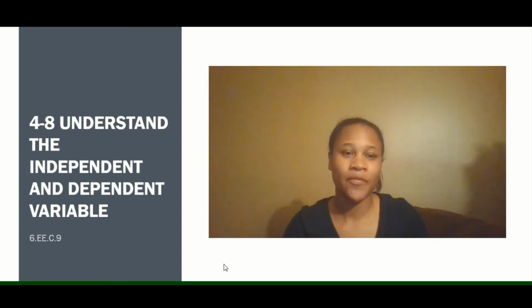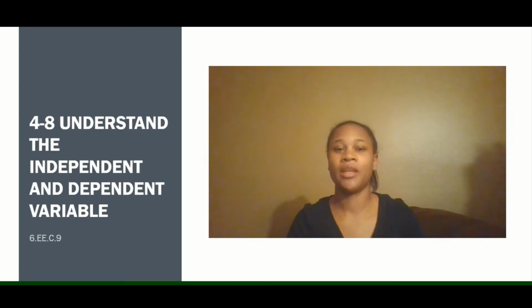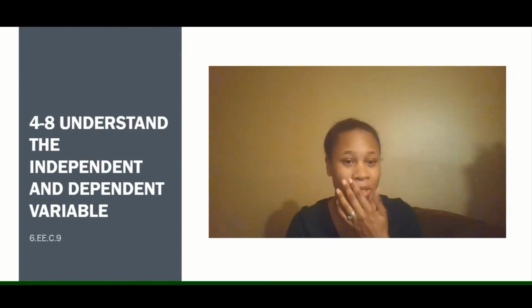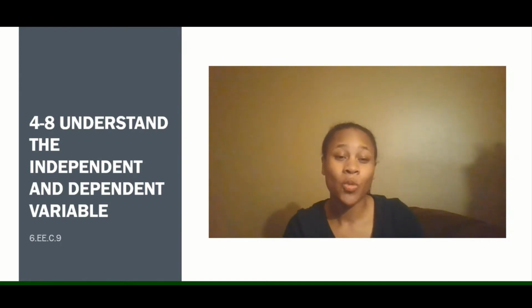This lesson is 4-8. Understand the dependent and independent variable. The standard is 6.EE.C.9. There are three objectives associated with this lesson. You want to use variables to represent two quantities in real world problems that change in relationship to one another. You want to write equations to express one quantity, the dependent variable, in terms of other quantities, the independent variable. And you want to analyze the relationship between dependent and independent variables.